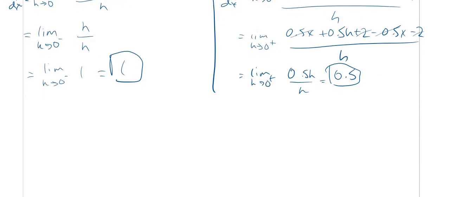So in this case, the limits from the left and the right are two totally different values, and we said that if the left hand and right hand values are not equal, the limit does not exist. So the limit as h approaches 0 from the left and from the right is totally different.